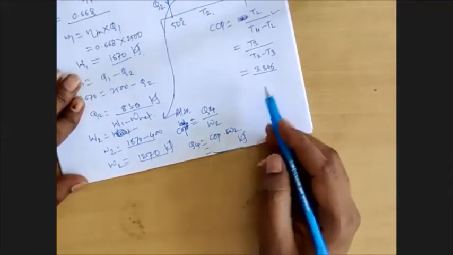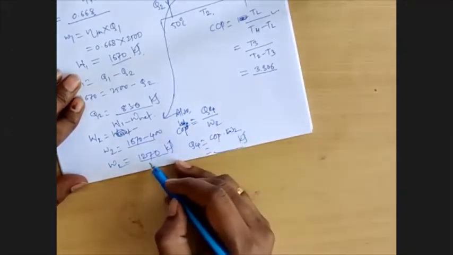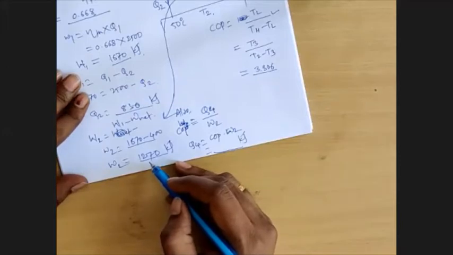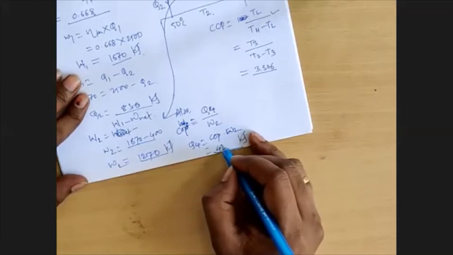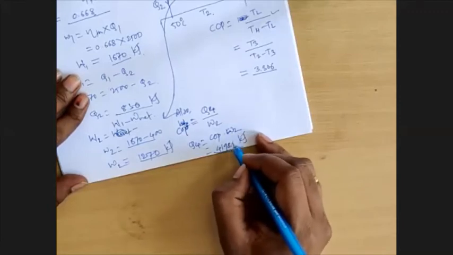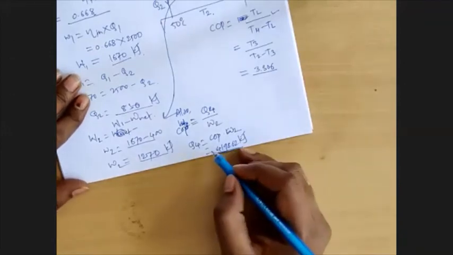So Q4 is equal to, in terms of kilojoules, COP is 3.306 and W2 is 1270. So what do you get for Q4? 4198.62. 4198.62 kilojoules. Very good. So we have got Q4 also.